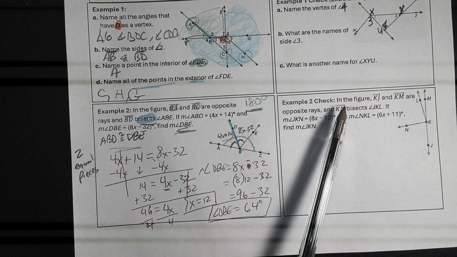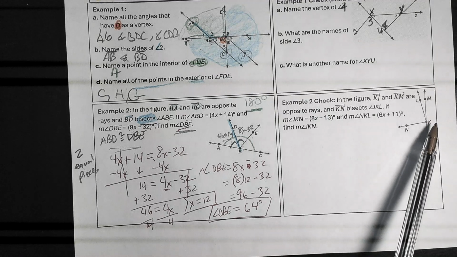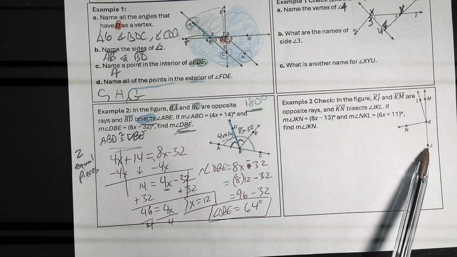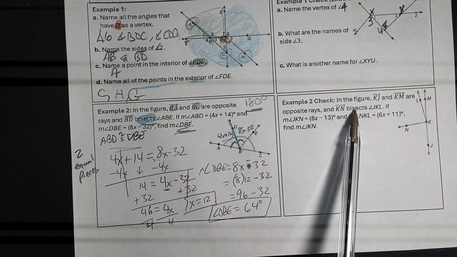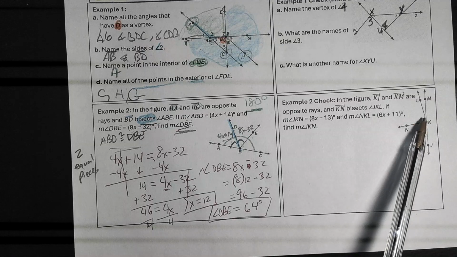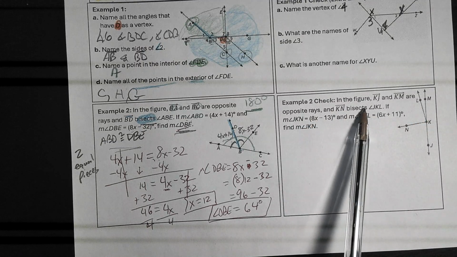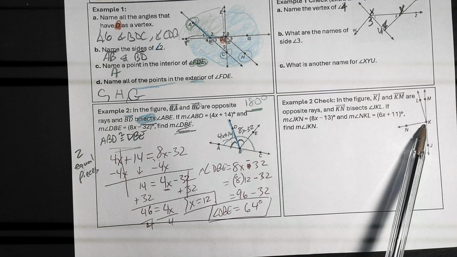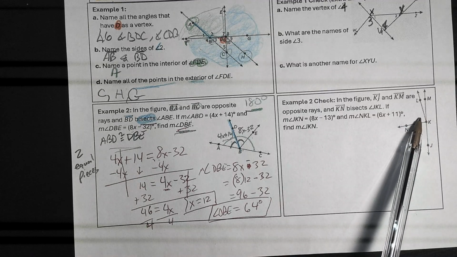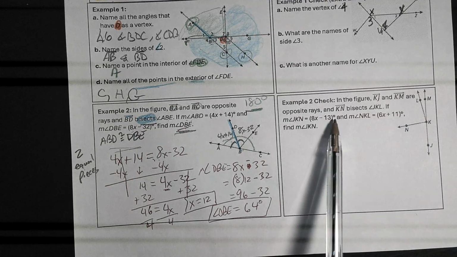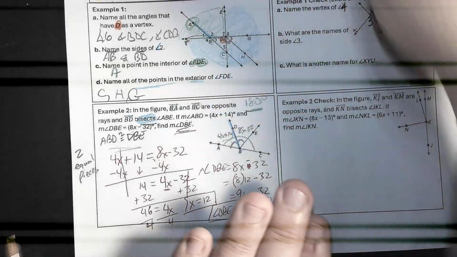All right, so over here, it tells you these guys are opposite rays, KM, KJ. It says here, bisects. So you know what that means. If it bisects JKL, that means this side and this side are congruent. So you know what to do with that. All right, flipping over.